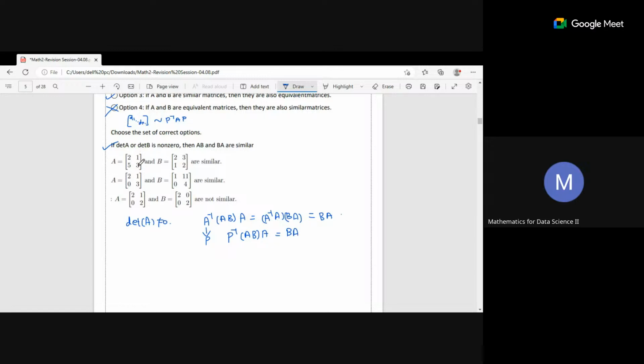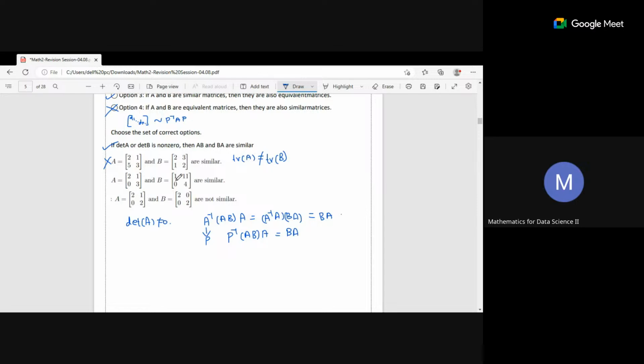Okay, fine. Let us look at the next example. A and B are similar. What about the trace? Are they same? No. Trace is 6 here and trace is 4 here. So you see trace of A not equal to trace of B. So these two matrices cannot be similar.